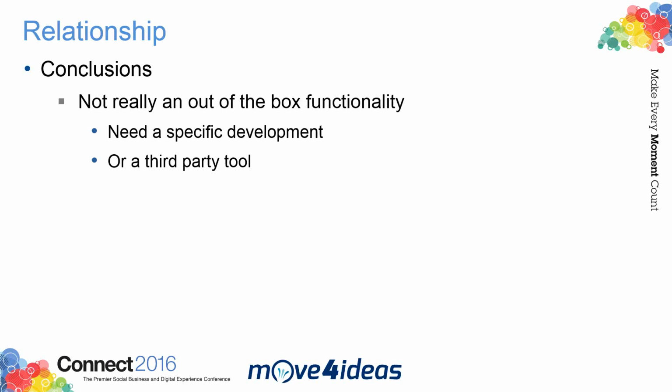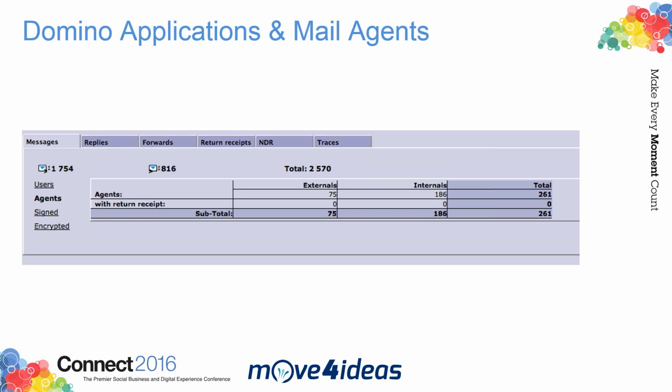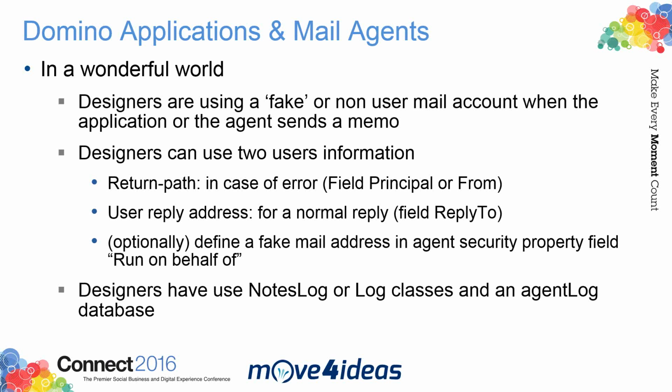if you want to use communities. Another use case: we want to distinguish between human and non-human users. With mail, it's quite easy because you will have agents, so you will be able to determine who is an agent, non-human, or who is a user. But if you're using only Domino, we do have some problems with Domino applications and mail agents. Well, let's say in a wonderful world, designers are using a fake or non-user mail account when the application needs to send a memo.